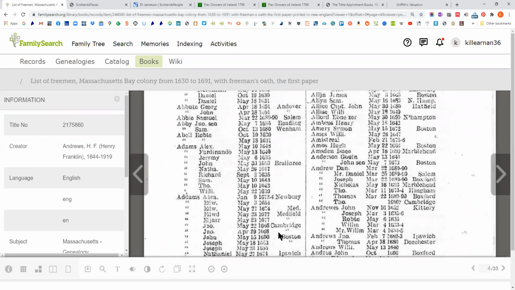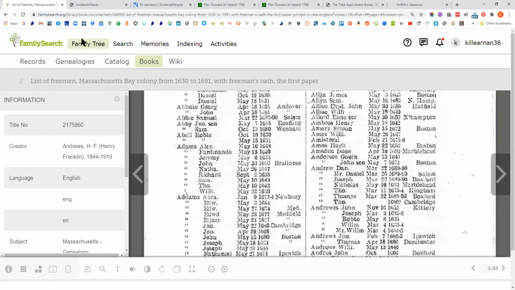So again, this is online, this printed version at FamilySearch in the books category. There are some handwritten copies of these in New England Town Records as well.